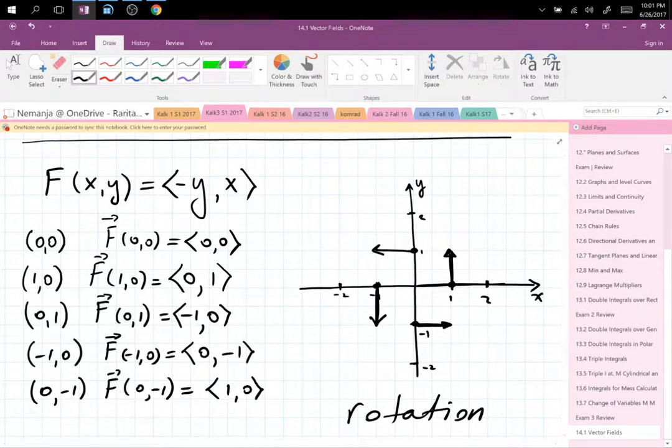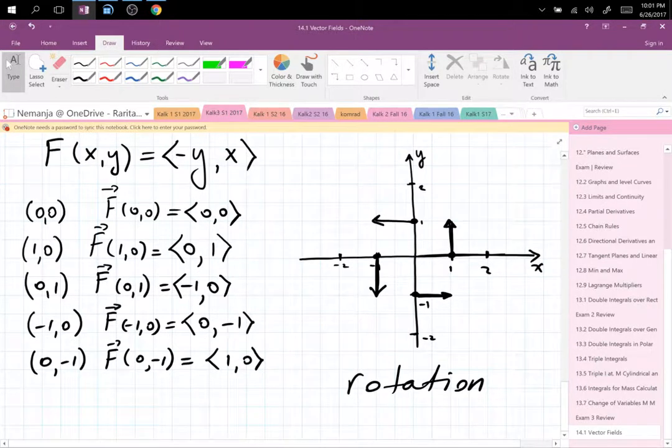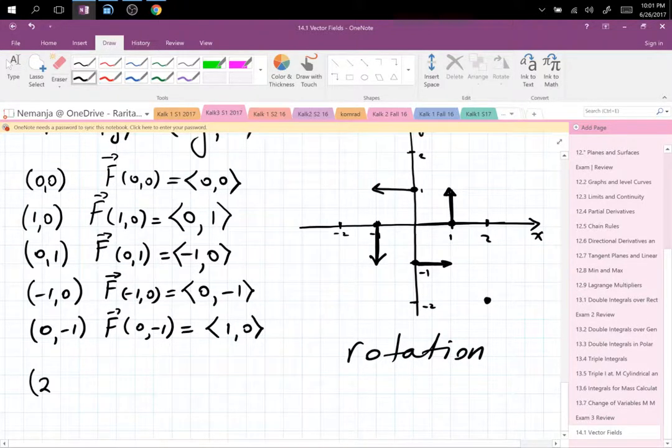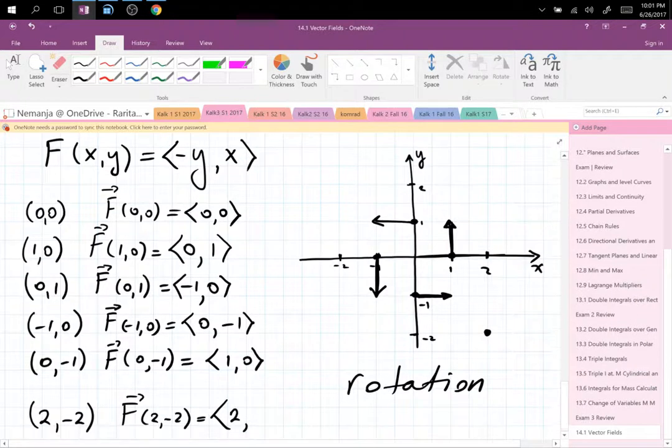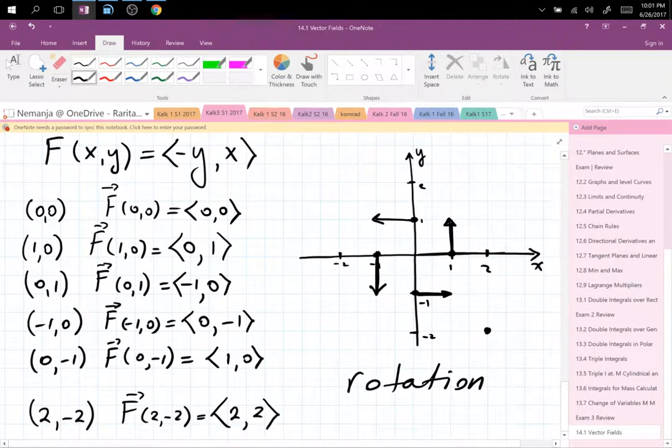And now, you can pick any point. This is not exclusive to these 4 points. You can pick any point you want on the graph here, let's pick 2, negative 2. You can pick anything. So vector field at 2, negative 2, we have first coordinate is negative y, that's going to be 2, and the second is x, as is. It's a vector 2, 2.